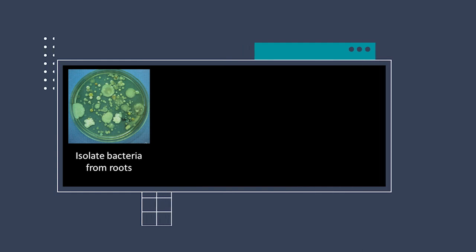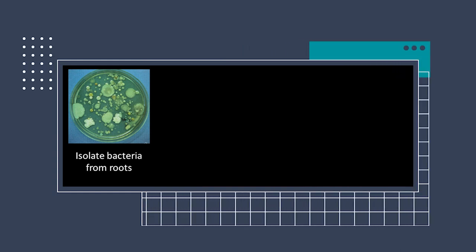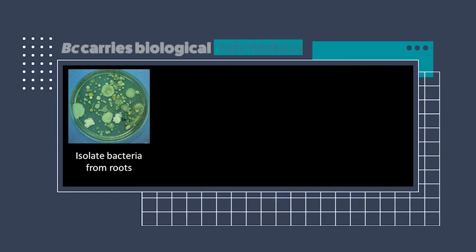And so they decided, well, let's look at what the larger context is of what this BC is existing in. One thing that's really interesting about BC is that it carries what's called biological hitchhikers. We're not exactly sure why it does this, but it could be because these bacteria are using BC to get somewhere or using it for nutrients or something like that.